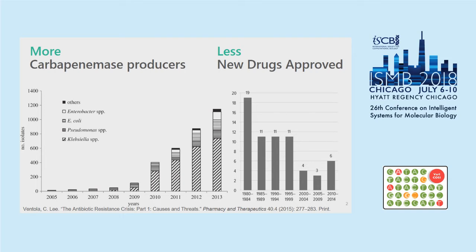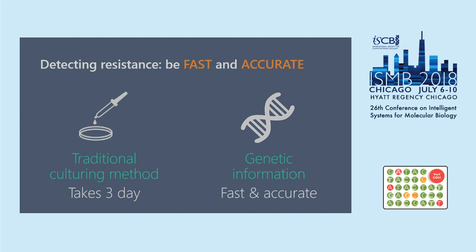As you can see on the right, there are more and more pathogens with carbapenemase, an enzyme that can degrade one of the most powerful antibiotics to date. However, we are not having new drugs approved by the FDA. As you can see on the figure, there are less and less drugs approved yearly. So we definitely need some ways to detect resistance so that we can treat our patients fast and accurately.